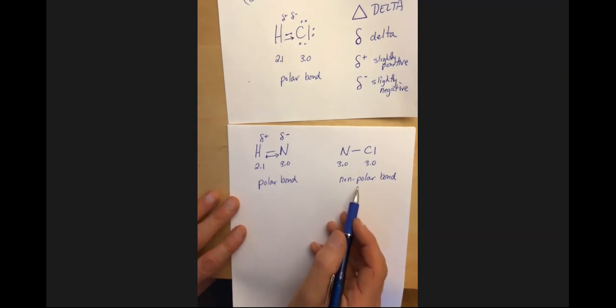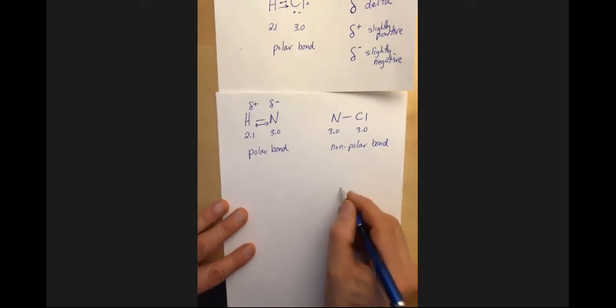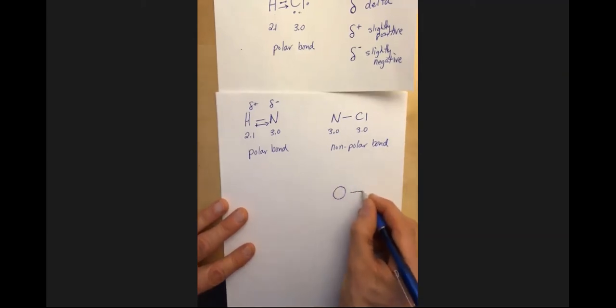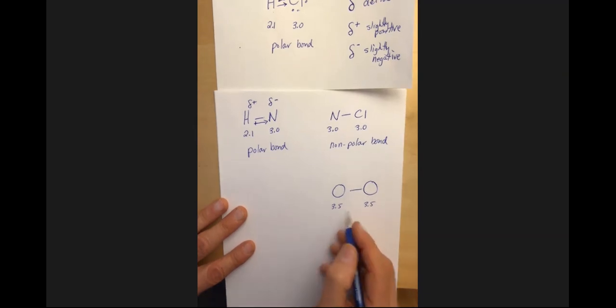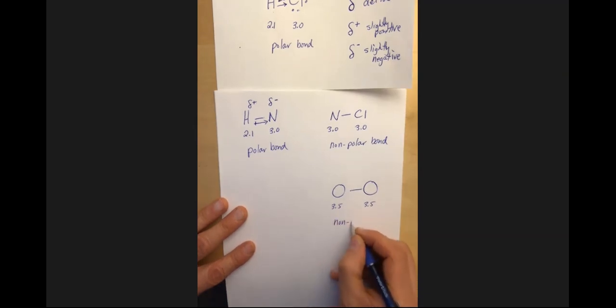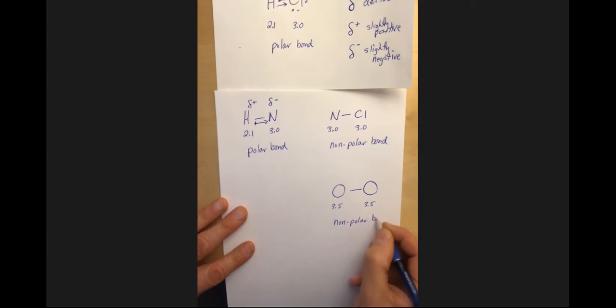We could do an extension beyond that, which is to say, hey, let's look at oxygen attached to another oxygen. You don't have to look at the periodic table or at that table of electronegativity values. It doesn't matter what it is. I think actually oxygen is 3.5 and oxygen is 3.5. Those two electrons are going to be equally shared. And so there's not going to be any polarity. So this is a non-polar bond. Okay?